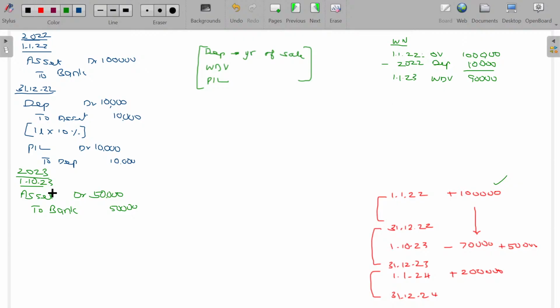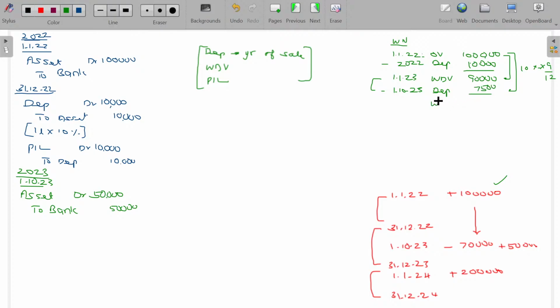This asset is sold on which date? 1/10/23. So up to 1/10/23 you have to calculate the depreciation. On this value, 10% being 10,000 rupees. But from this date to this date we have used it for how many months? 9 months. 1st January to 1st October we have only 9 months. So 1 lakh into 10%, 10,000 into 9/12, 7,500 is the depreciation.